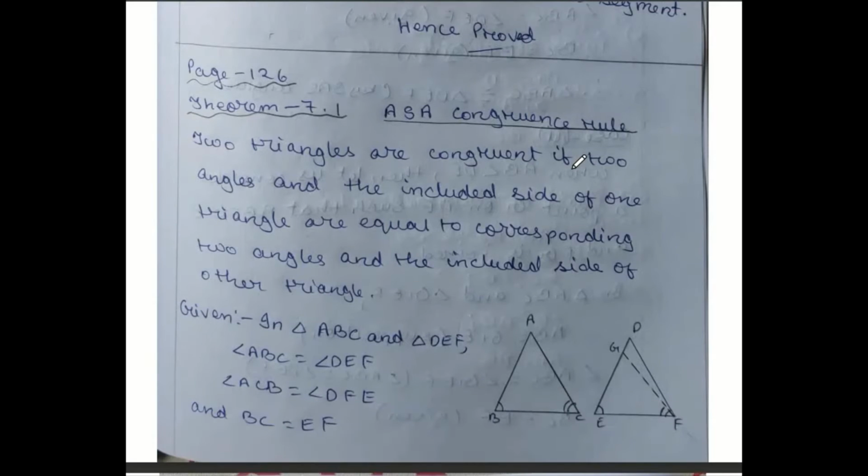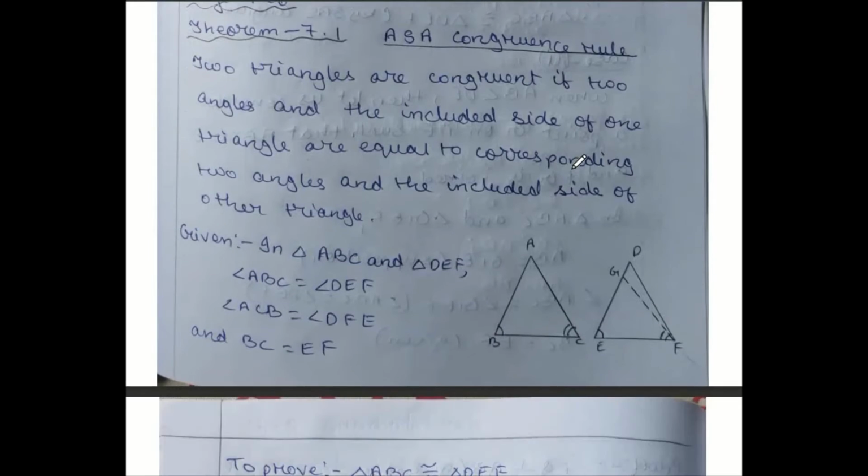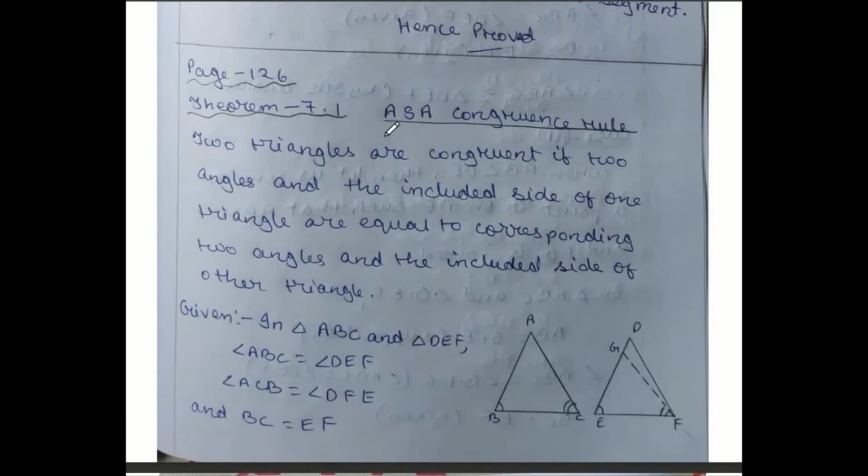Now, in chapter 7, one important theorem I'll teach you. That is on page number 126, theorem 7.1. It is there in the syllabus, every board it is there in the syllabus. Theorem 7.1, named ASA congruence rule. The sentence should be memorized: Two triangles are congruent if two angles and the included side of one triangle are equal to corresponding two angles and the included side of the other triangle.